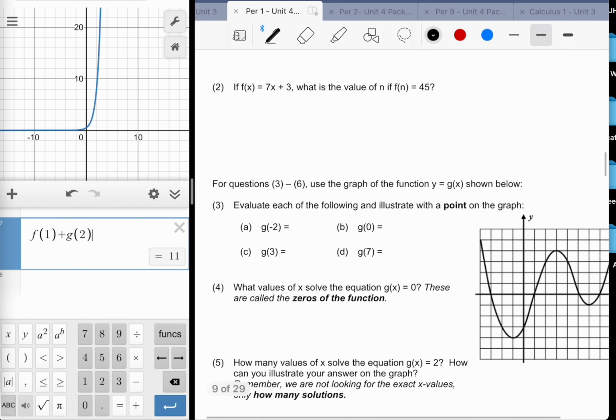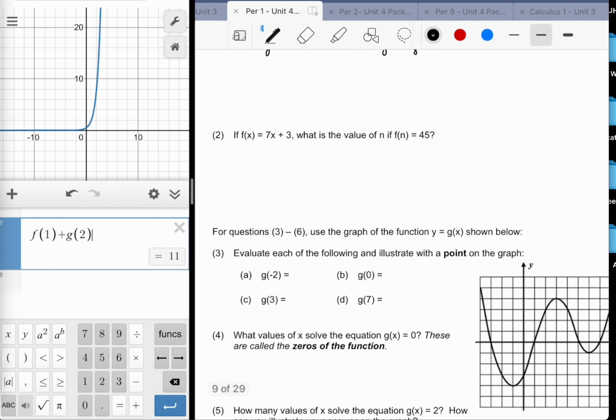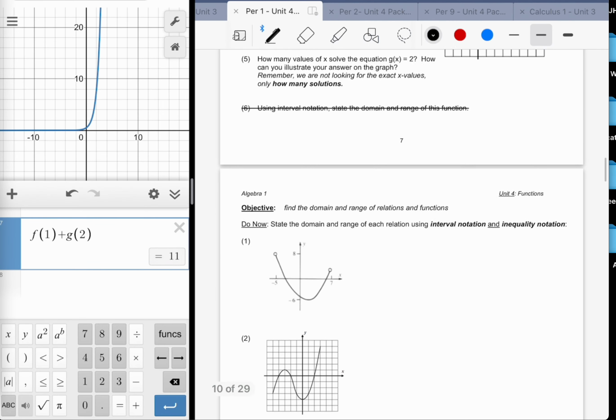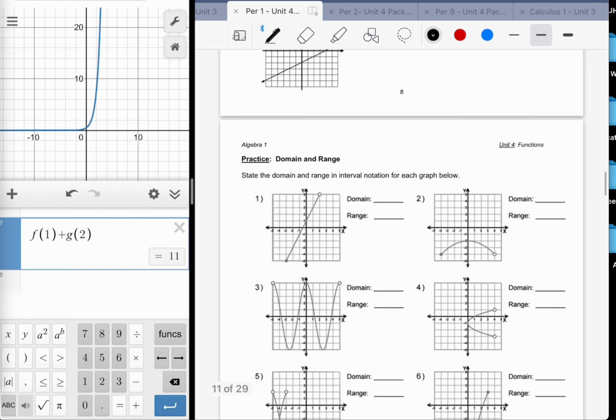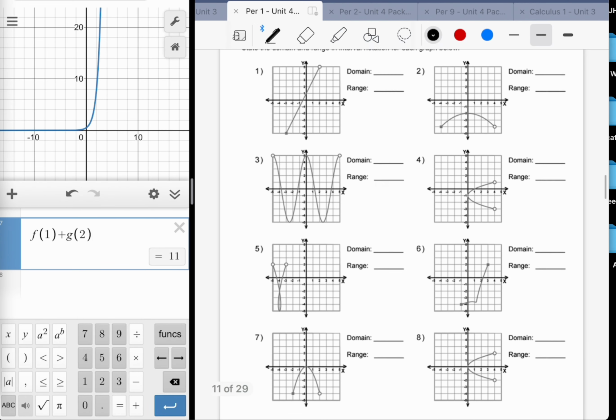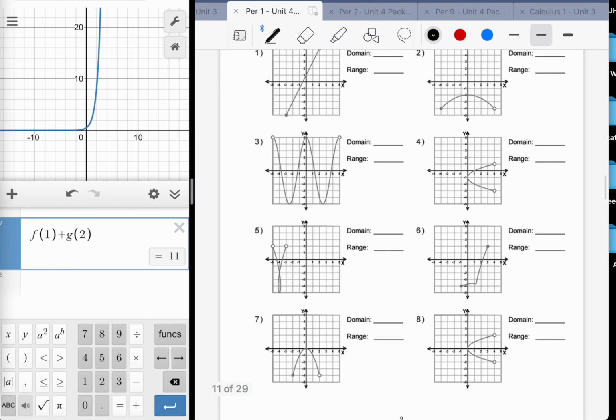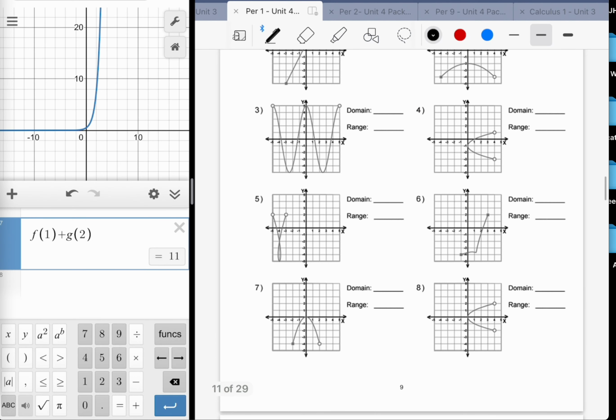So yeah, if you want to give these another shot, that's fine. But you should also continue to work through page 9 in the packet, which is just more review of domain and range with shockingly actually proper graphs. So with some open circles and some fun stuff there. So yeah, that's where I'm going to leave it in terms of instruction. So you have the remainder of the period to work on that stuff.